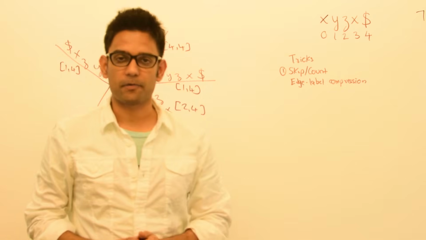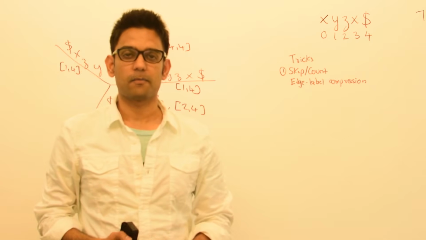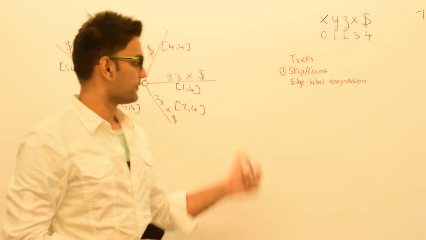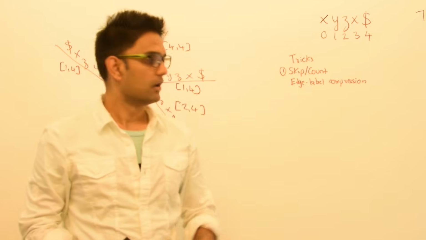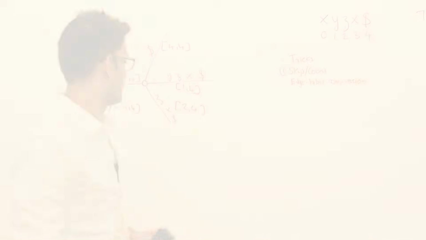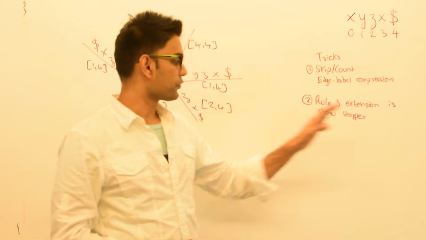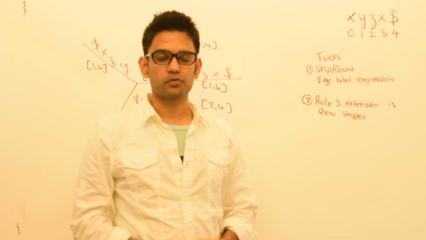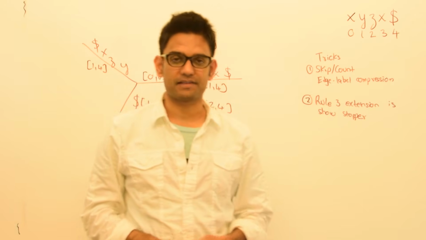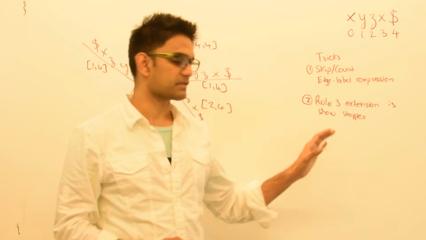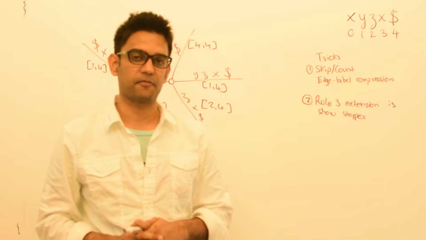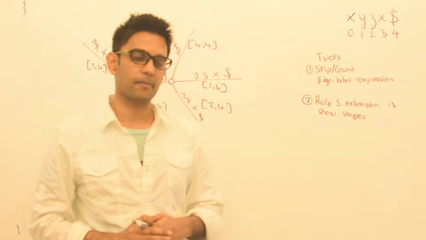So by using edge label compression, it reduces our space complexity by a lot, and our runtime complexity would never get better than O of m squared if it did not use edge label compression. What is skip count? We'll look at what skip count means when we run through an example. Our trick 2 is that rule 3 extension is a showstopper. What was rule 3 extension? When a suffix already exists in a tree, that's when a rule 3 extension happens. So as soon as a rule 3 extension happens, what this trick says is that stop the current phase and start the next phase. Again, we'll look at it more in the example.